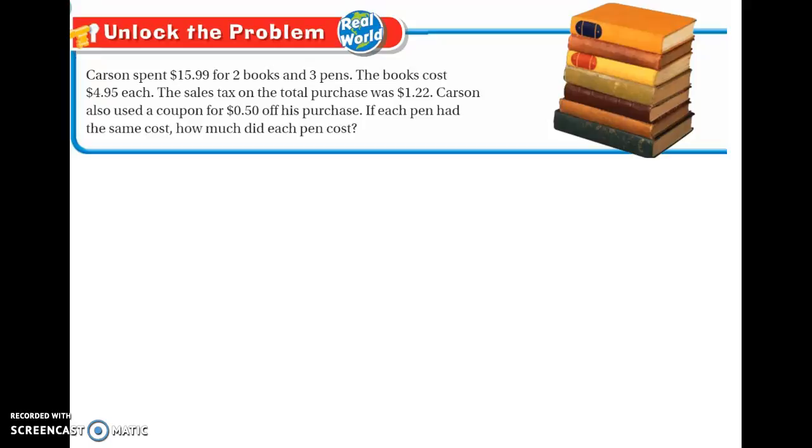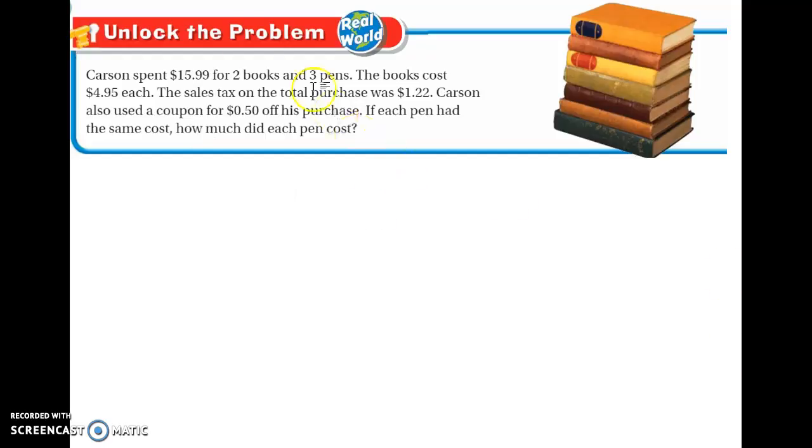Let's jump right in. Carson spent $15.99 for 2 books and 3 pens. The books cost $4.95 each. Sales tax on the total purchase was $1.22. Carson also used a coupon for 50 cents off his purchase. If each pen had the same cost, how much did each pen cost?